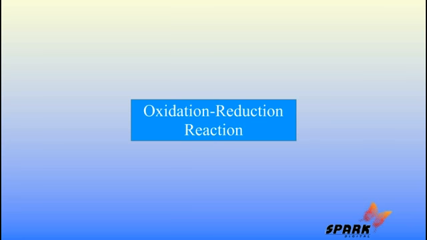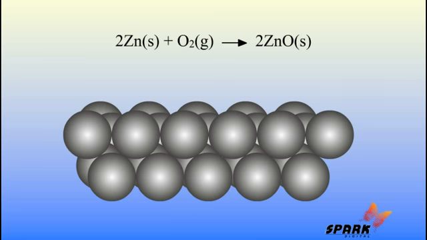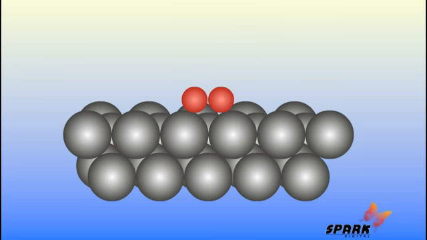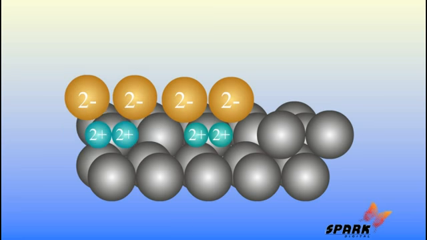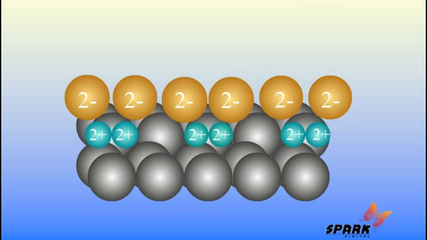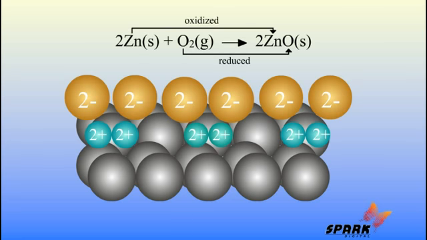Oxidation-reduction reaction. This is known as a redox reaction. For example, when zinc metal is exposed to oxygen at high temperature, it reacts to form zinc oxide. Electrons are transferred from zinc to oxygen, creating oxide and zinc ions. This is an example of an oxidation and reduction reaction. Here zinc undergoes oxidation, whereas reduction of oxygen takes place.